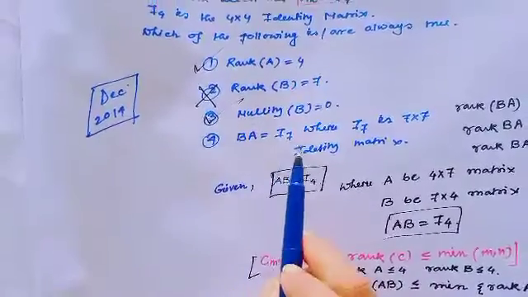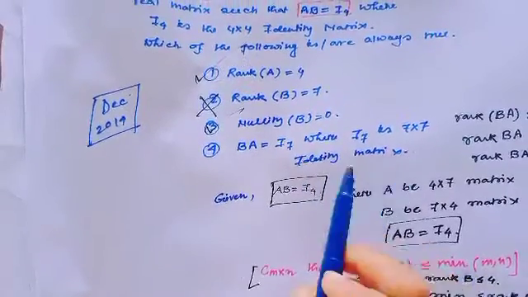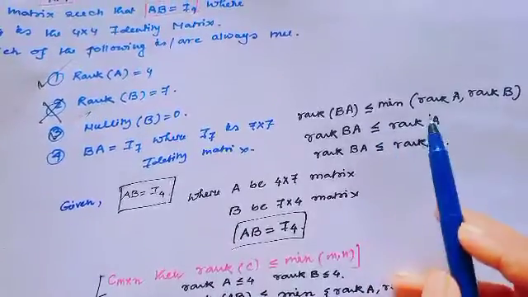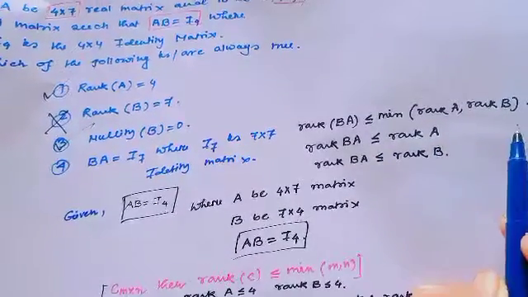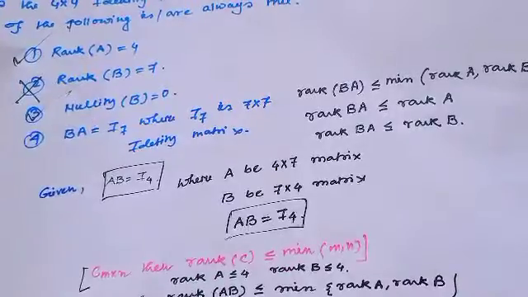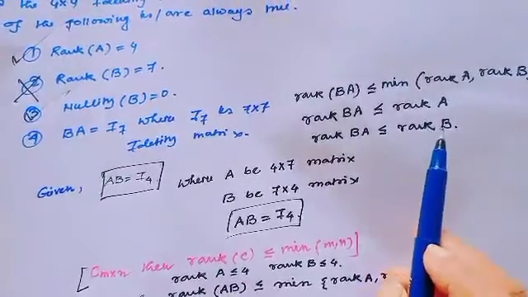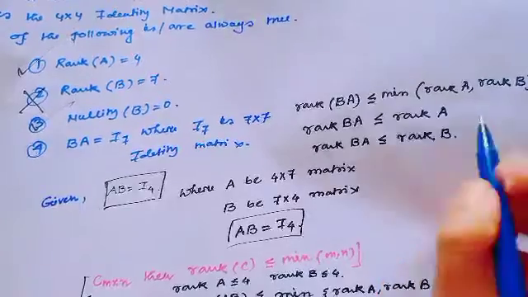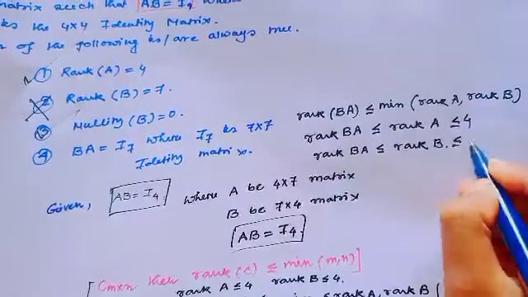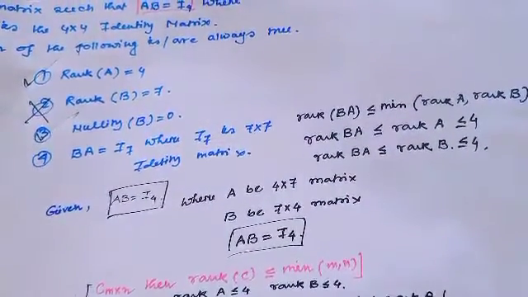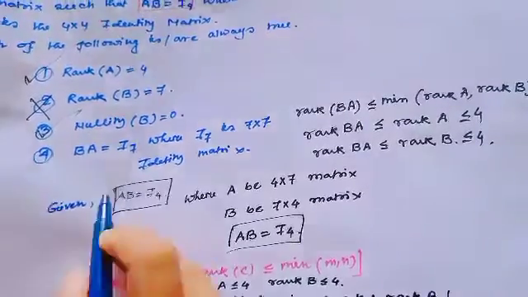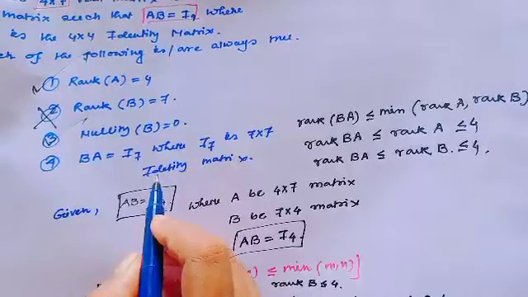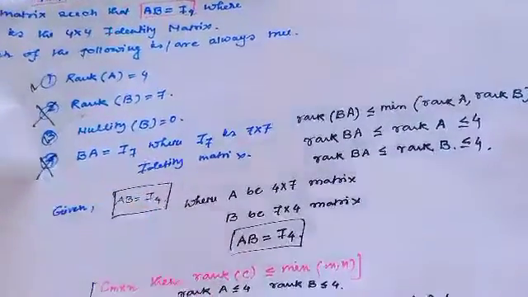Option 4 indicates BA equal to I7, where I7 is the 7 cross 7 identity matrix. Rank of BA is obviously less than or equal to the minimum of rank of A comma rank of B. That means, similar to AB, rank of BA is also less than or equal to rank of A and rank of B. And rank of A is also less than or equal to 4, and rank of B is also less than or equal to 4. So BA equal to I7 is not possible. So option 4 is a wrong option.